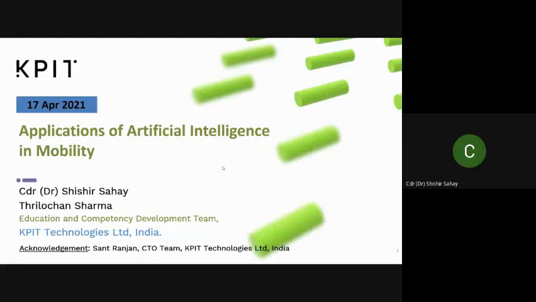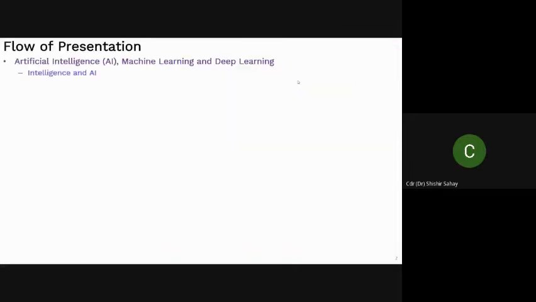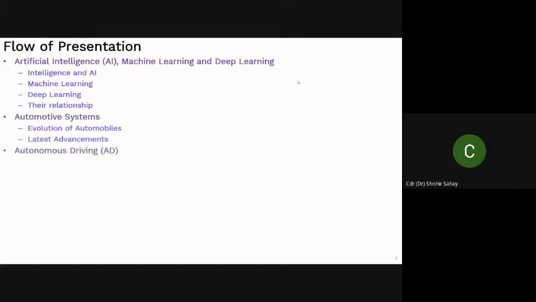My acknowledgements to Mr. Santranjan at KPIT Technologies. The flow of the presentation would be as follows. We first talk about artificial intelligence, machine learning, and deep learning, and what their relationship is. As Mr. Saket said, possibly the audience is already aware of that, but we can have a quick recap. Then what automotive systems are, the evolution of automobiles, the latest advancements, what autonomous driving is all about, what we mean by the levels of autonomous driving, and what the 5 pillars of autonomous driving are.